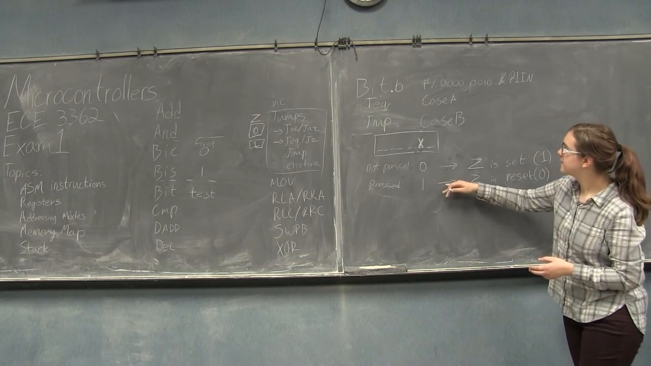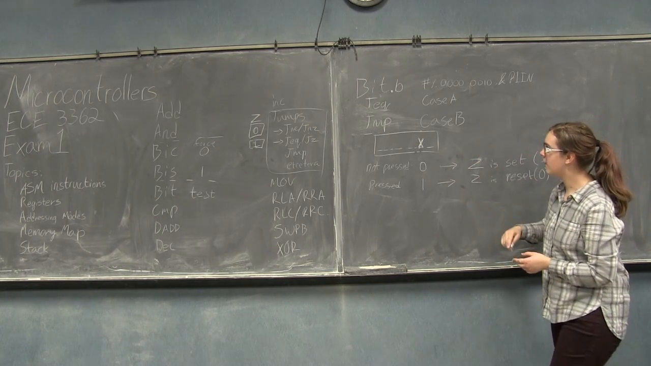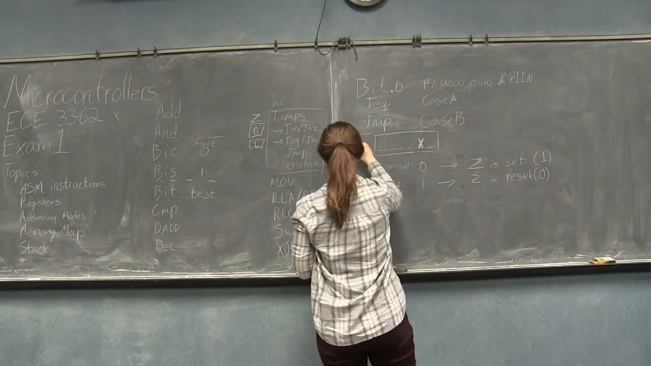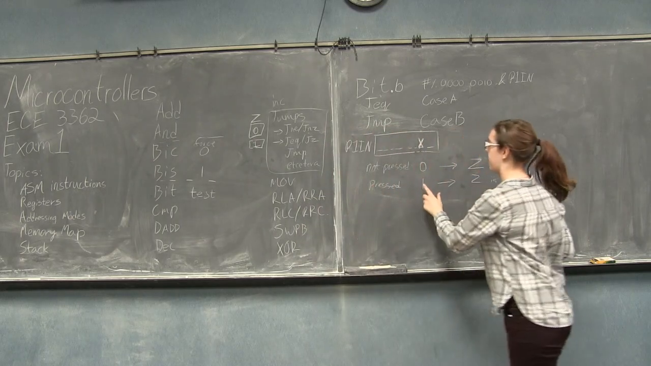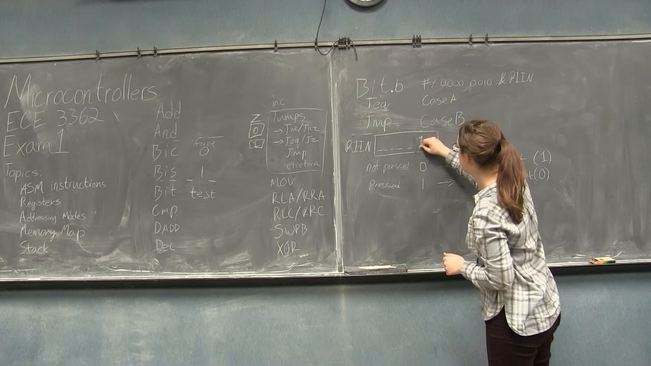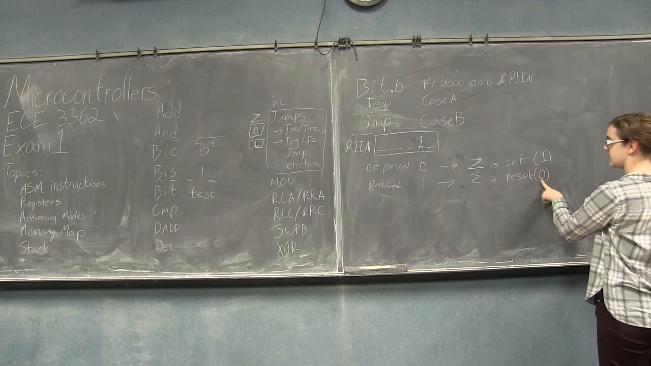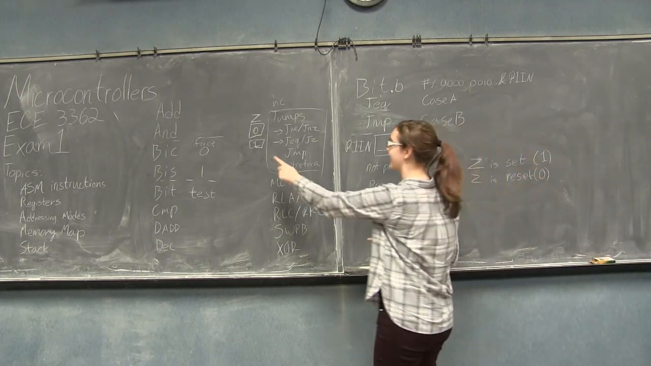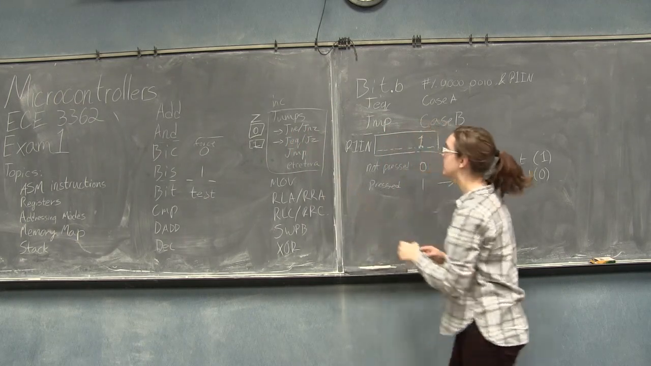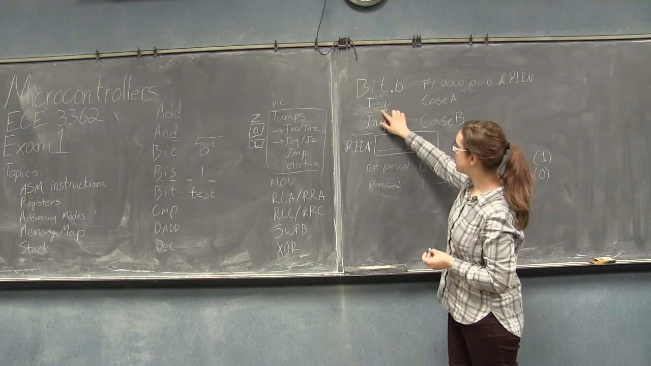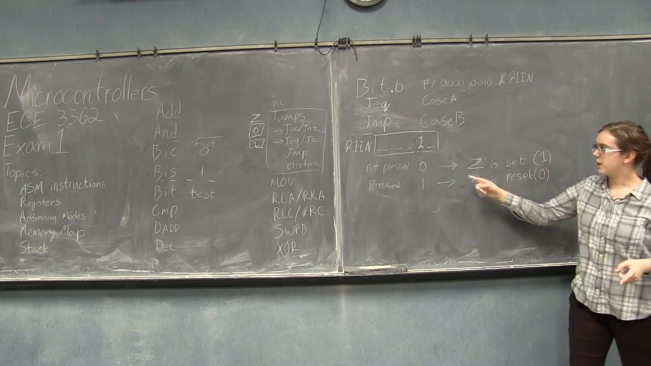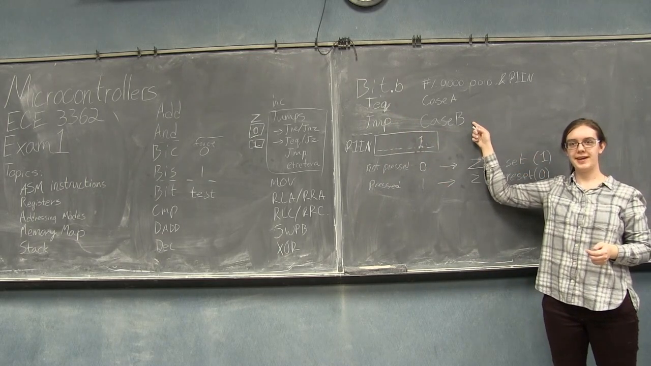Okay, so in this case, say we have our button pressed, and our button pressed writes a 1 to port 1 in. Now with the 1 in port 1 in, we know that Z is reset, and because Z is reset, we know that it's jump if not equal, or jump if not 0. But this jump right here is jump if equal. So where would we jump when our button is pressed? Anyone want to guess?